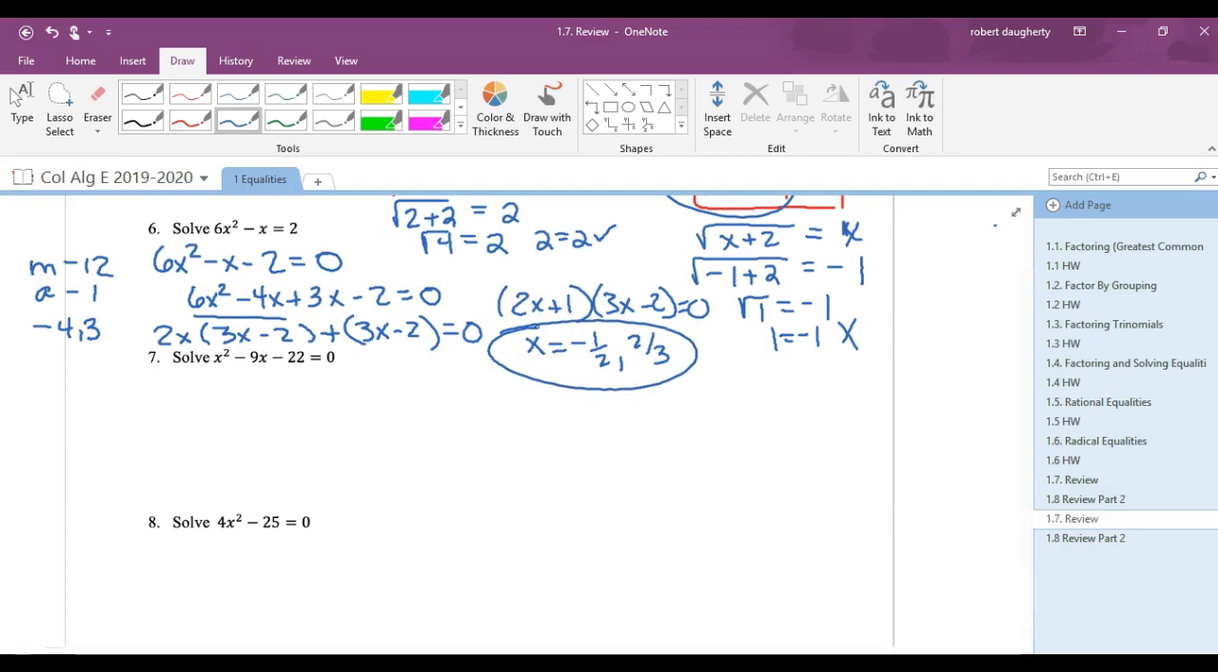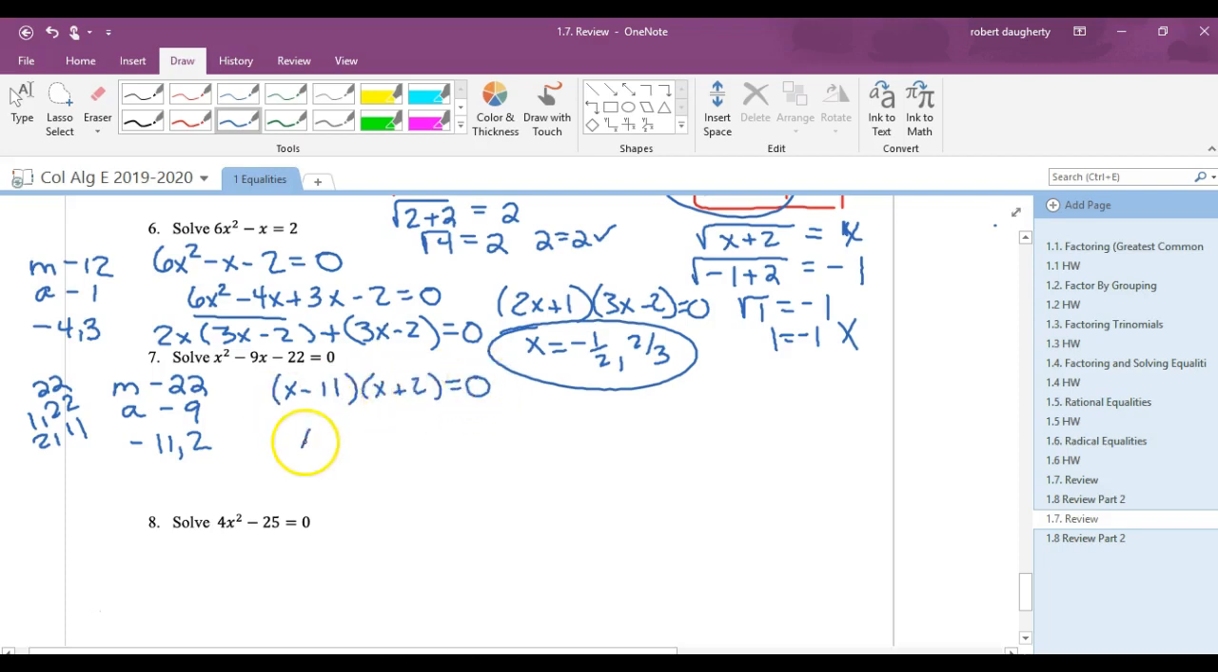This one, I need two numbers that multiply to negative 22 and add to negative 9. So 22 is going to be 1 times 22 or 2 times 11. So it looks like it's going to be negative 11, positive 2. X minus 11 times x plus 2 equals 0. So x is equal to 11 or negative 2.